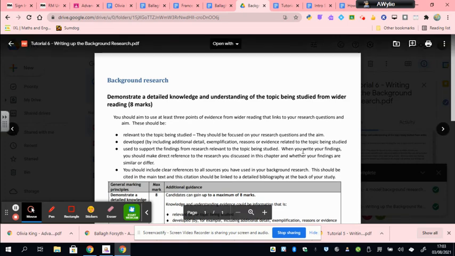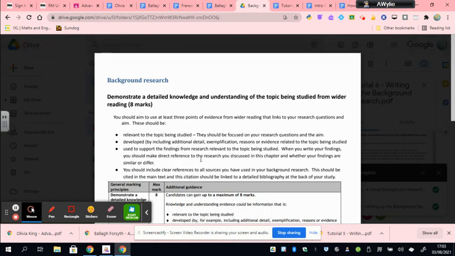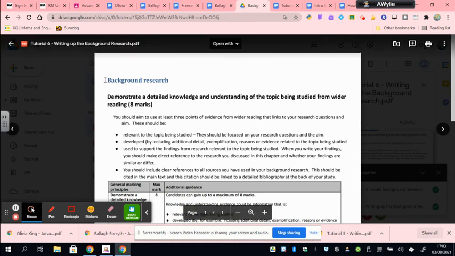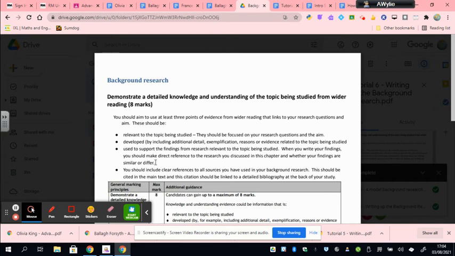It says here, when you write your findings, you should make direct reference to the research you discussed in this chapter. When we get to the findings, that's going to be reinforced, and you'll be reminded that it's a very important step that you compare your results, that is the data that you've gathered on the thing that you're researching, to the prior research that you've conducted and that you'd written about in this background research. And you're going to be doing that explicitly. What that means is you'll be directly referring back to something that you write about in this chapter.